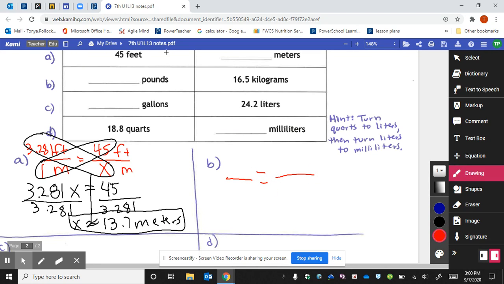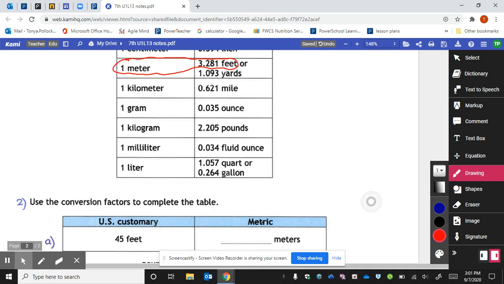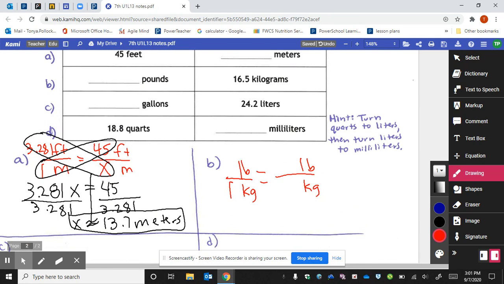I know I'm comparing pounds, which are abbreviated lb, to kilograms, which is abbreviated kg. So I can go ahead and put my labels on both parts of my proportion. And then I'm going to look for a fact about pounds and kilograms. So I'm going to slide back up here to this table. And right here, I see a fact about pounds and kilograms. It says that 1 kilogram is the same thing as 2.205 pounds. So 1 kilogram, that's going to go there, is the same thing as 2.205 pounds.